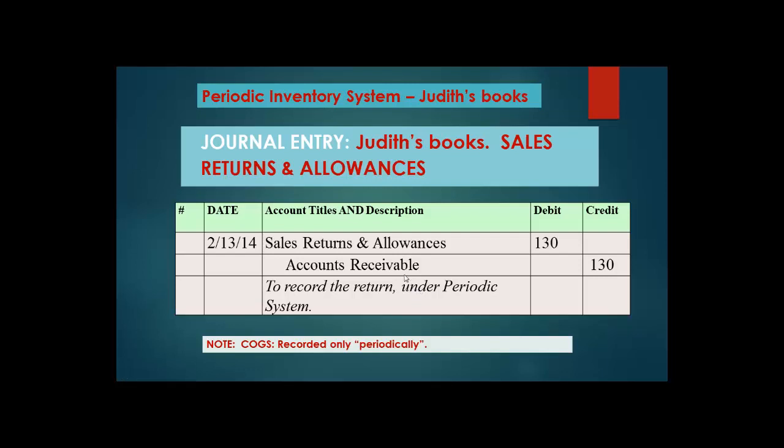And the same is true for sales returns. Again, when we did the sales returns for Perpetual, it was a 4-line journal entry. This is a 2-line journal entry. Debit to sales returns and allowances, credit to accounts receivable.